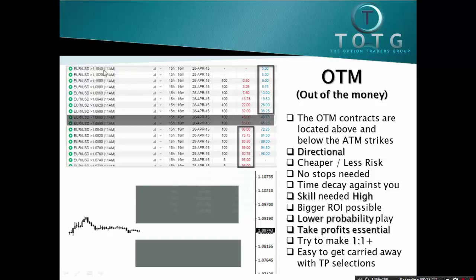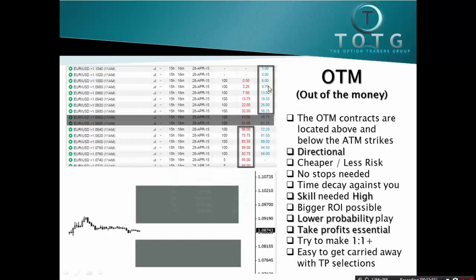Okay, so here are all the OTM, or the out of the money strikes. Right? They're right here. You can see that they are above where price is trading. That means price would need to travel up here to get to them, or price would need to travel down here to get to the out of the money ones down here if you sold. Now, these are much cheaper to do because they're a lower probability trade.